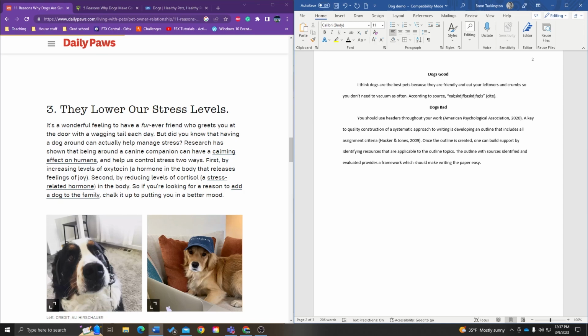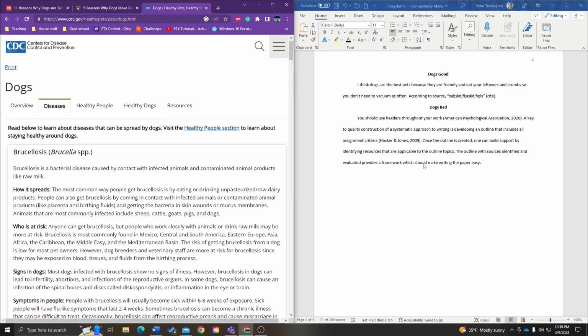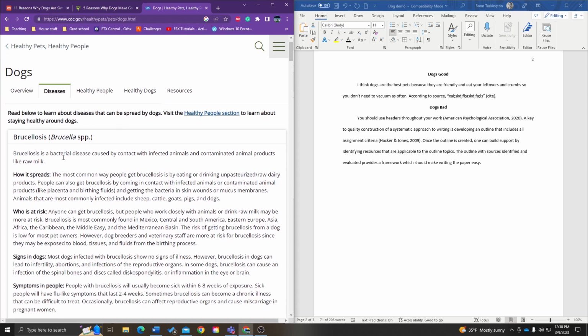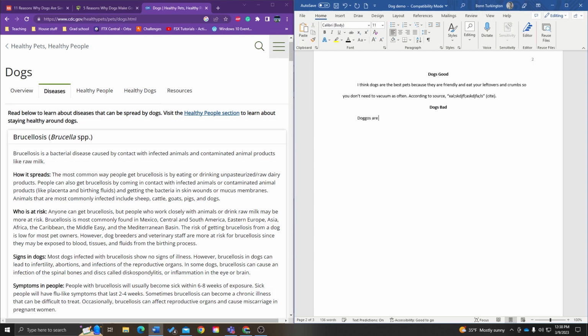So then you would go through, and for your counter argument or antithesis, or just basically to bring up any counter arguments, you would also have thought of this during the pre-writing stage. You would come over here and say, okay, well, I talked about how dogs are dirty, and according to this source, they can carry diseases and bacteria and whatever else. So you would say, doggos are bad because they are dirty, according to research, and then you would go on and cite your research.